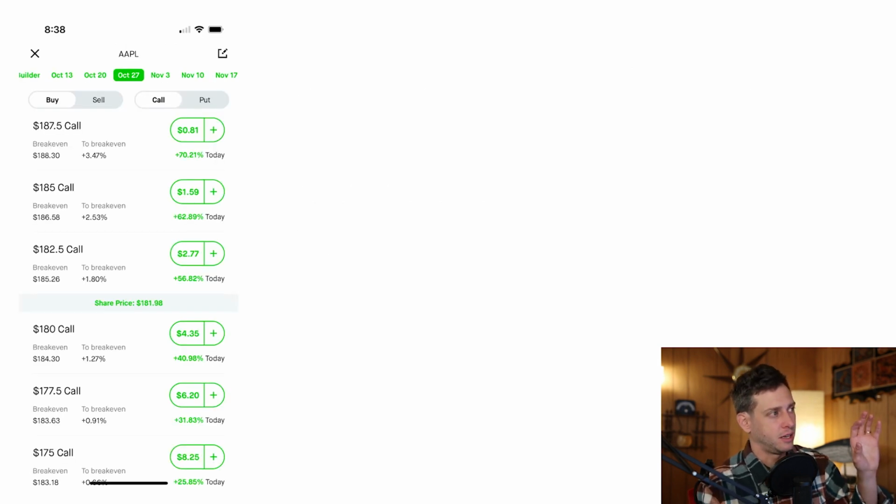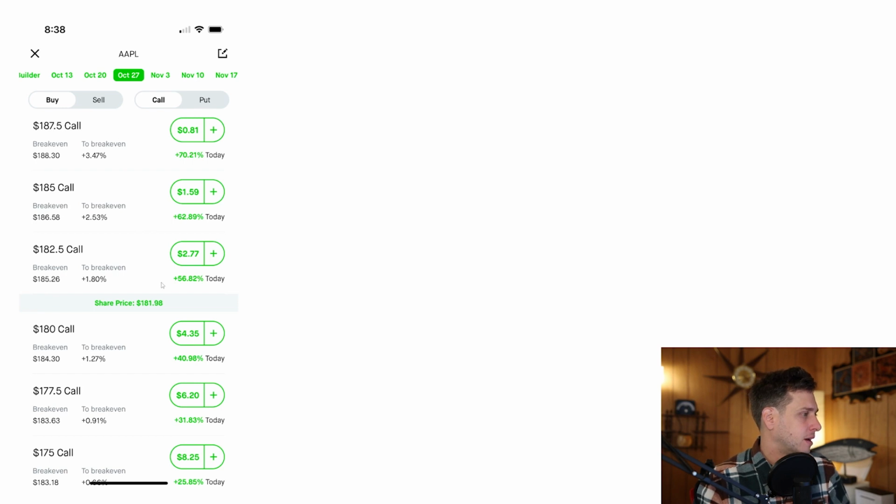We're just going to look at this as it looks in Robinhood, because these are easy to screenshot and easy to look at. So we're currently looking at Apple, the October 27th expiration, and the share price of Apple is currently $181.98, and we're looking at the 182.50 call, so we're just slightly out of the money, and it only needs to go up 1.8% to break even here. The price of this is $2.77.